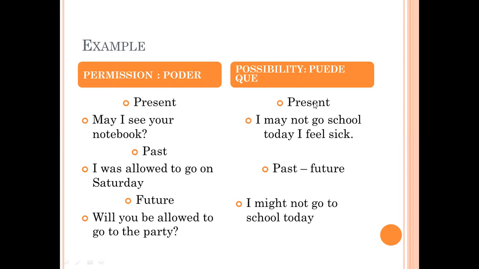So, possibility present: may not. I may or may not. Let's see the example. I may not go to school today. I feel sick. This is an 80% chance that I am not going to school because I am feeling sick. So as I taught you now, possibility past: might, and it is also used for future. I might not go to school today.